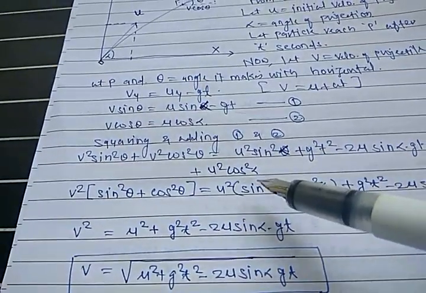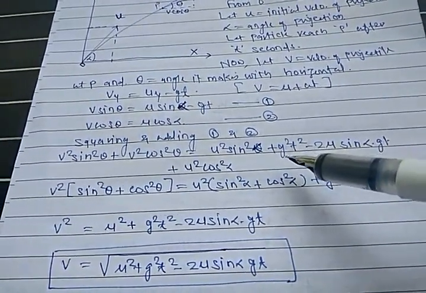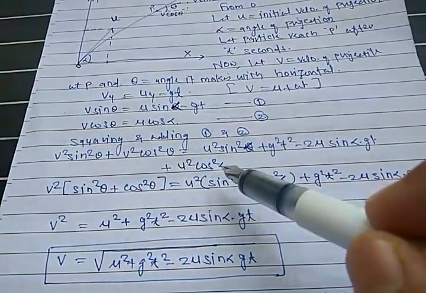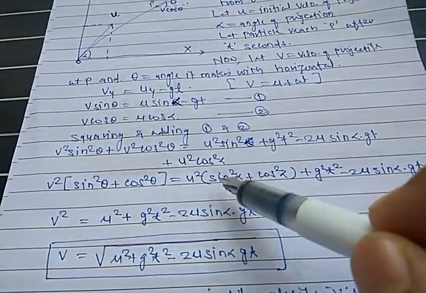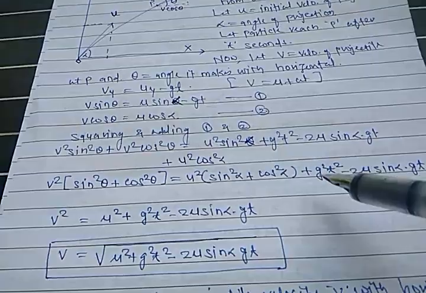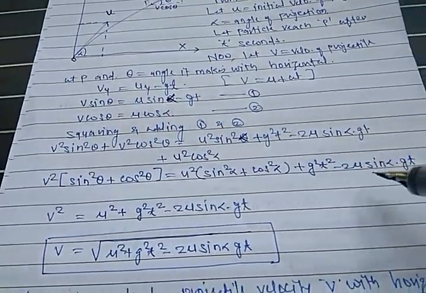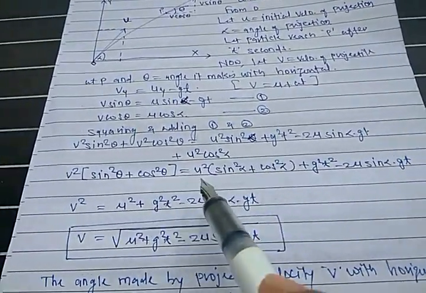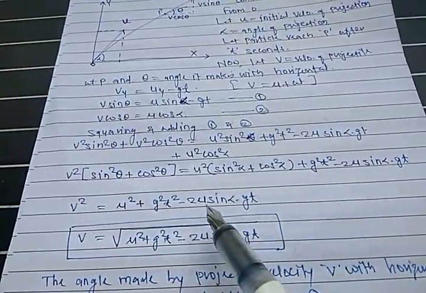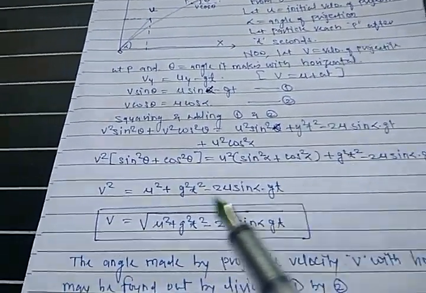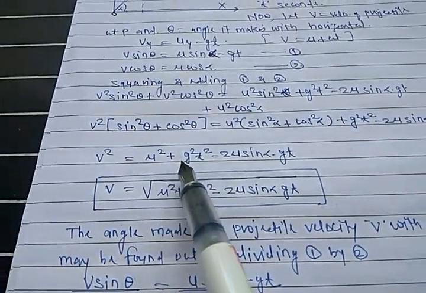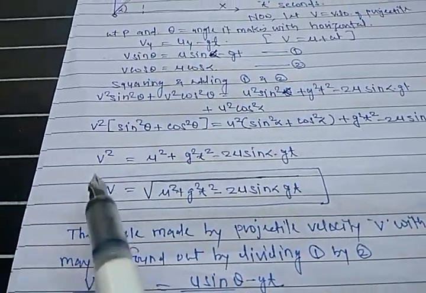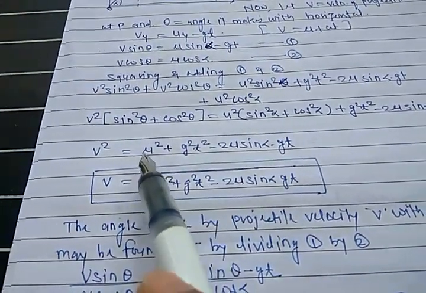Now see what happens to the right side. u square sine square alpha plus g square t square minus 2u sine alpha gt plus u square cos square alpha. So this and this: u square into bracket sine square alpha plus cos square alpha, bracket close, plus g square t square as it is, minus 2u sine alpha into gt. Okay, so this again equals 1. So it is u square plus g square t square minus 2u sine alpha gt. Okay, so v square is equal to u square plus g square t square minus 2u sine alpha into gt. So v we can find out as the square root of this whole term.